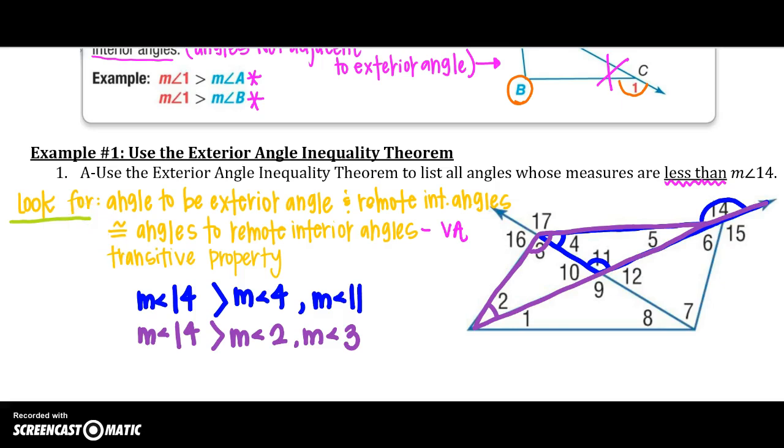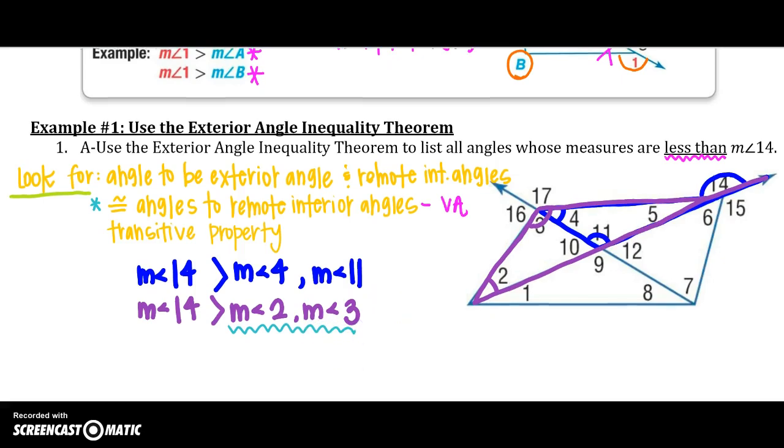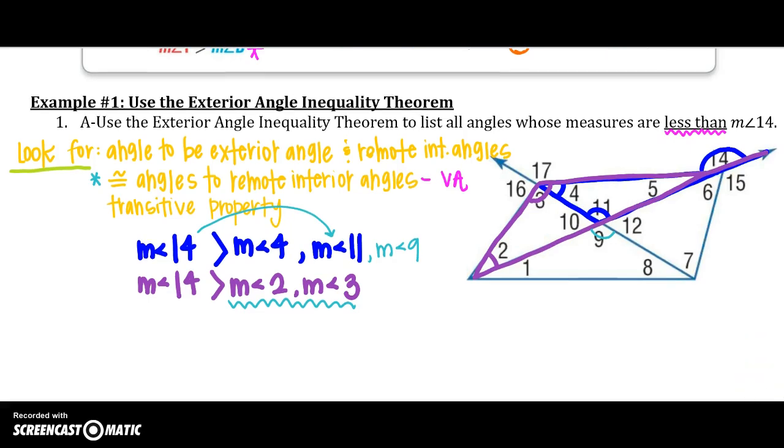Alright, so we've used those remote interior angles. Let's now look for angles congruent to any of these. One thing that I always like to look for is vertical angles. Notice 11 and 9 are congruent. So if 14 is greater than 11, it would also be greater than 9 because of those vertical angles.